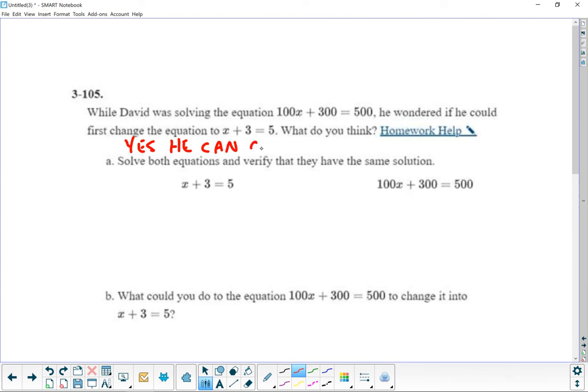Okay, well, I know my stuff. I know my math, but for you, we'll talk about why he can change it. Part A says, hey, solve both equations and verify that they have the same solution. So solving is pretty easy in this case. To solve for this equation here, all we have to do is subtract 3 from both sides, cancel or simplify, and then we're going to get x equals 5 minus 3 is 2. That's our answer for that simple equation.